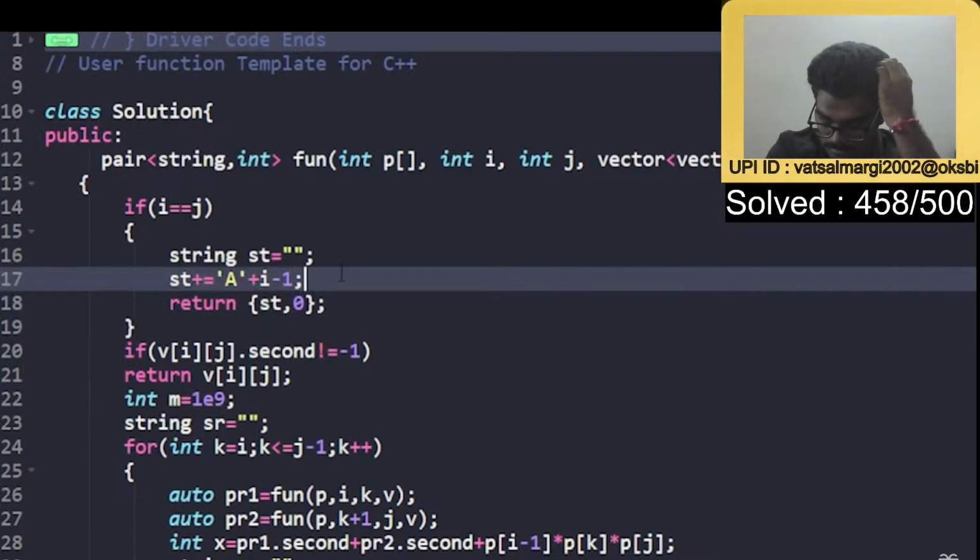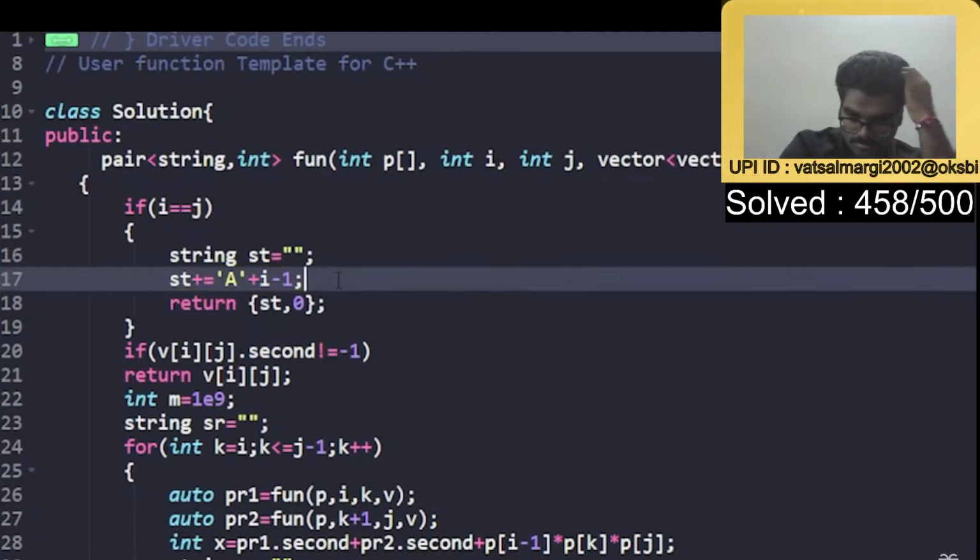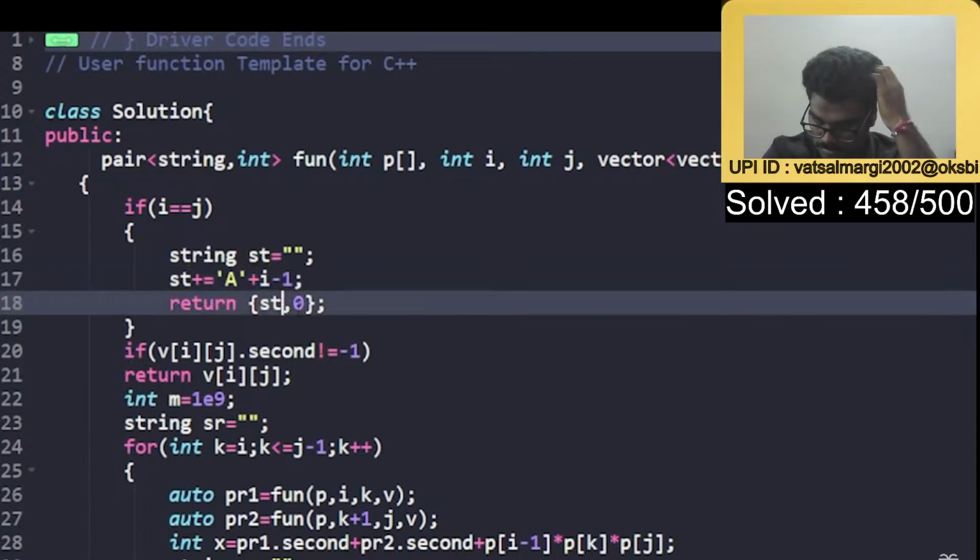But here we have to implement this differently. We will have to generate all the characters a, b, c, d as well. So we can use this base case for generating them. Based on the value of i, if the i value is 1, then a will be stored inside the string. If the value of i is 2, then b will be stored. If the value of i is 3, then c will be stored. That is how I will be storing the string along with the value 0.